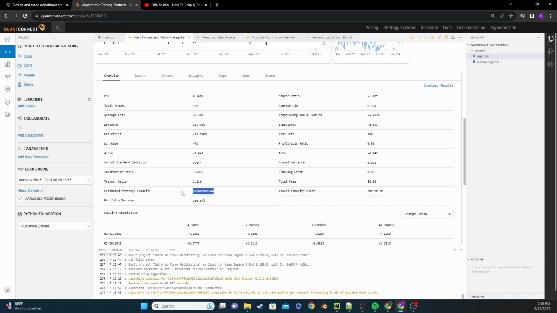And then the last thing is the estimated strategy capacity. So they try to estimate, hey, if you wanted to maximize the amount of money that you can put into this, obviously there's some threshold at which you can no longer scale a strategy, right? So they try to estimate that for us. So some of the things here are pretty interesting.